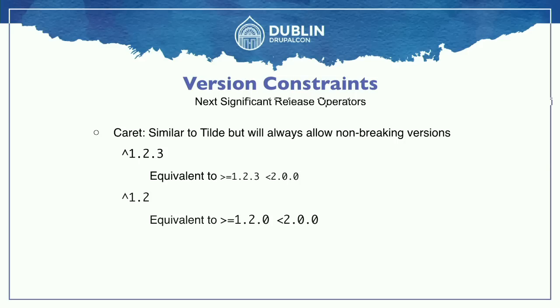So there's also the caret. This is similar to the tilde, but this is going to allow for non-breaking versions. So even though I am specifying all three numbers in the version with a caret 1.2.3, this is equivalent to saying, give me a minimum of 1.2.3, but give me anything less than 2.0. So it essentially says give me any minor version, because we know that this isn't going to break our code. So saying caret 1.2 is equivalent to saying 1.2.0, but less than 2.0.